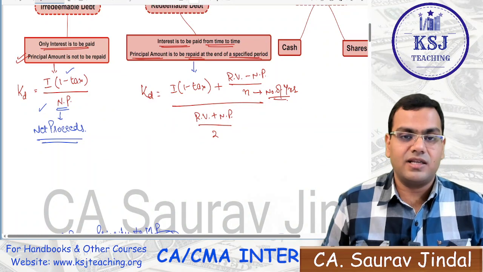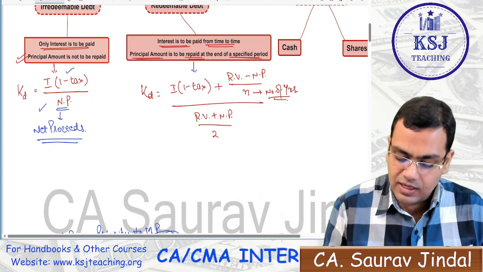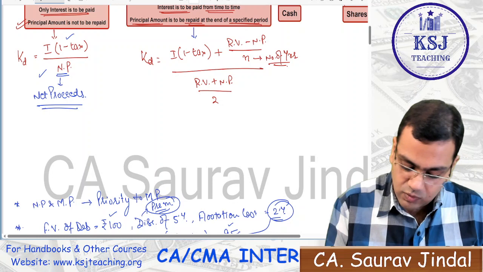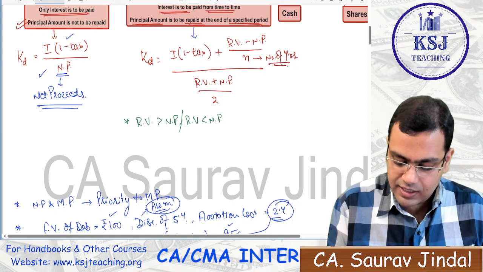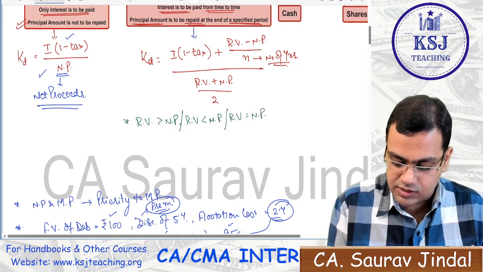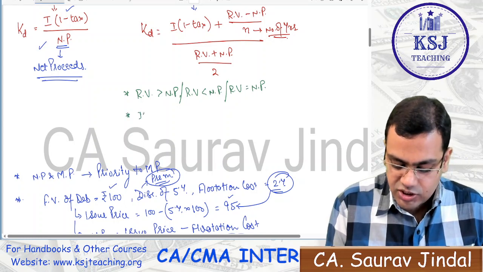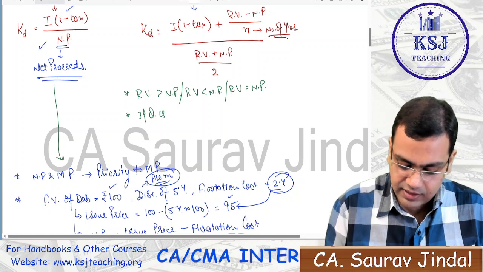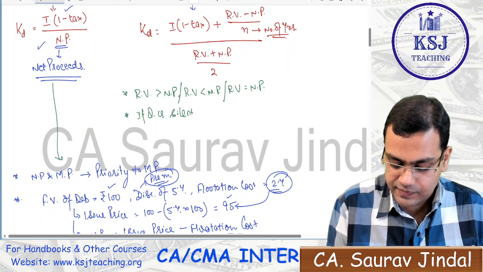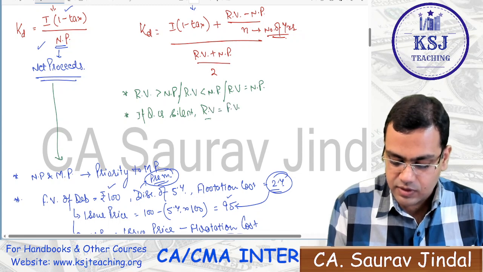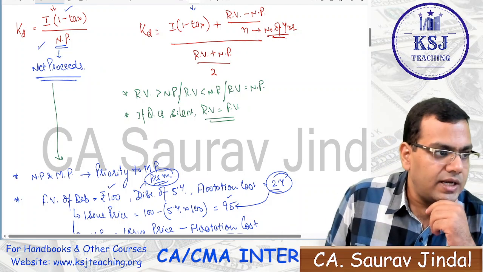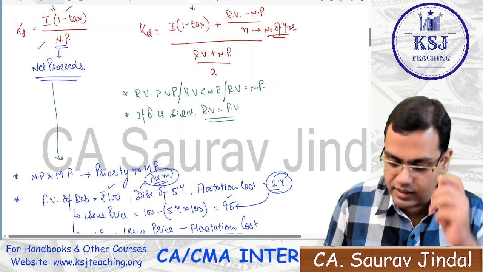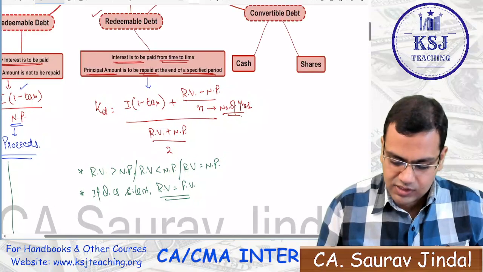So this is how the KD, that is the cost of debt, is calculated if there is a redeemable debt. A few points to note: RV, that is redemption value, can be more than net proceeds, less than net proceeds, or equal to net proceeds. If the question is silent, then you can take the redemption value as being equal to the face value of the debenture. Clear? So this is regarding the redeemable debt.